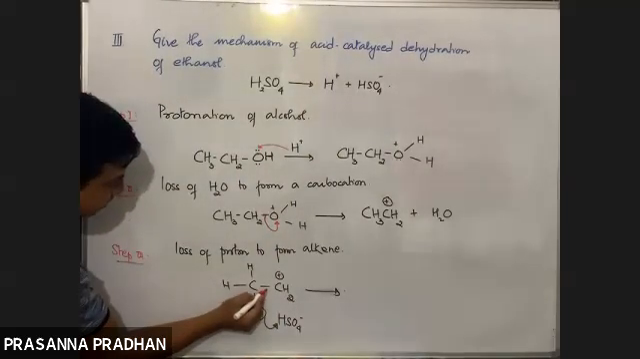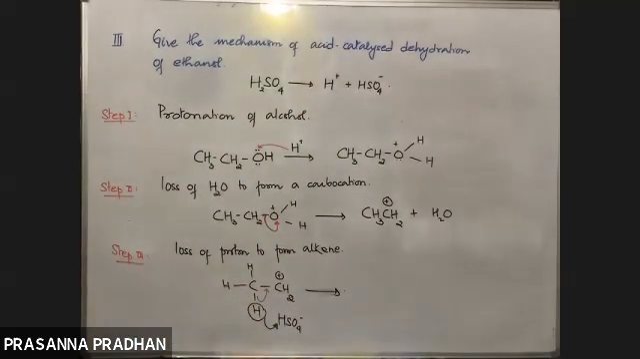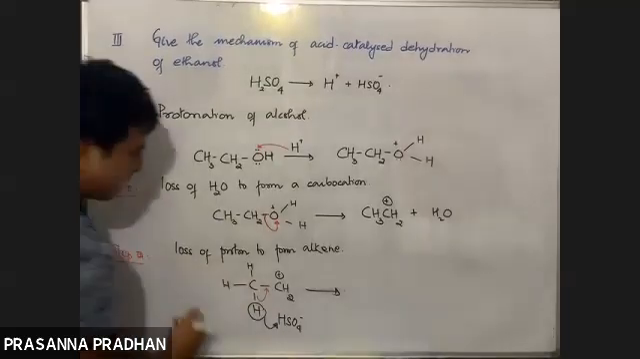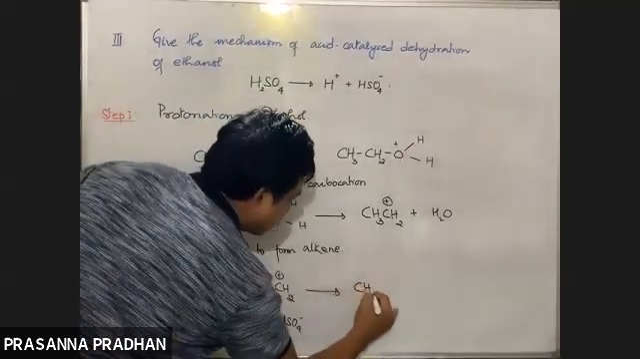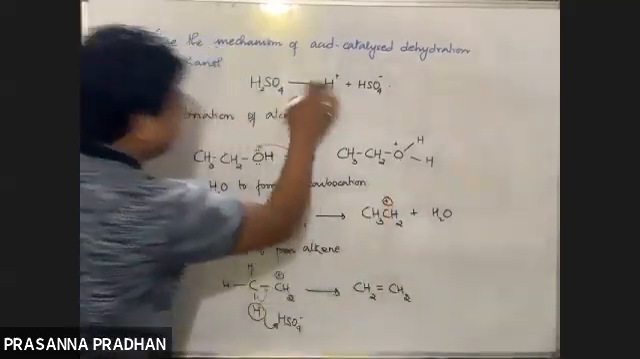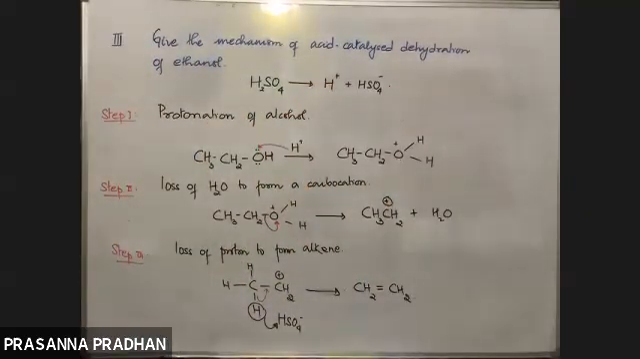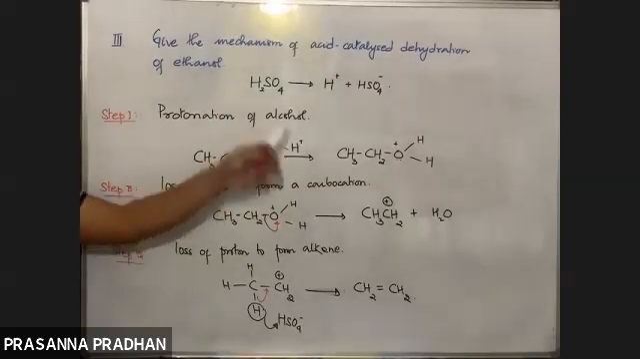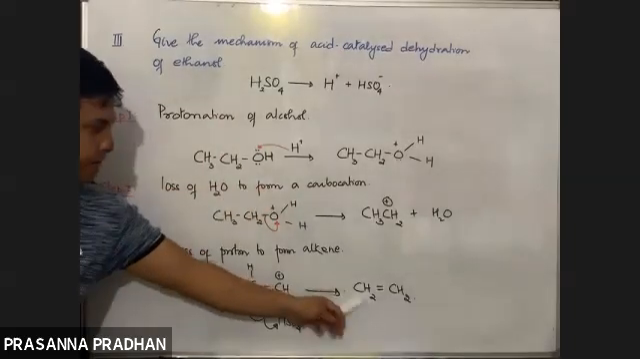These two electrons will form a double bond. So what is being formed again? H2SO4. Catalyst regenerate हो रहा है. So ये यहाँ पर क्या हो रहा है? CH2 double bond CH2. Yes, this is the final product. Ethyl alcohol on acid catalyzed dehydration will give you your ethene.